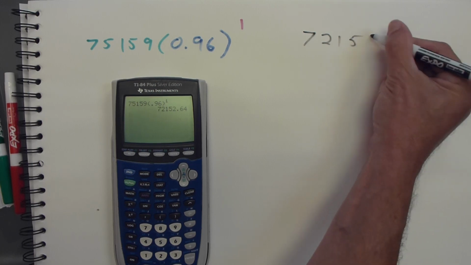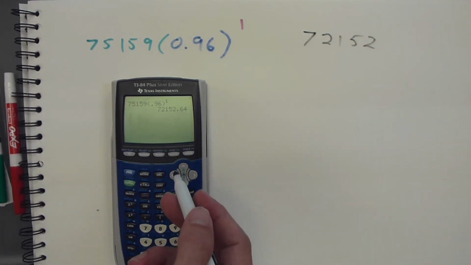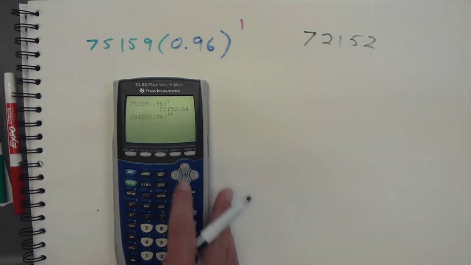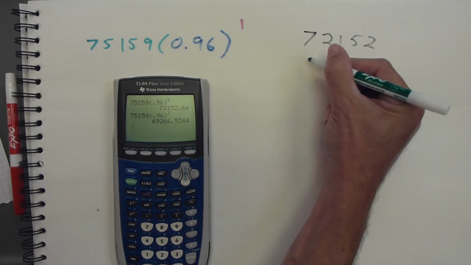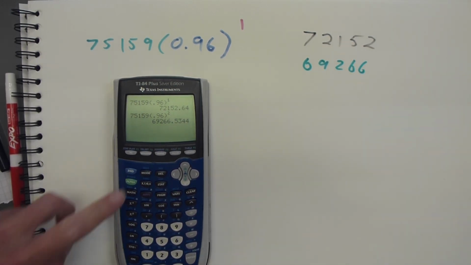So I get 72,152, and I would just truncate it, or basically you're rounding everything down so that you don't have a fractional student. Right, so then I would just pull up my last equation, change the number to 2, and that would go to 69,266.